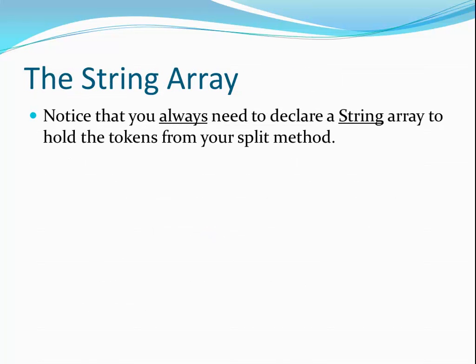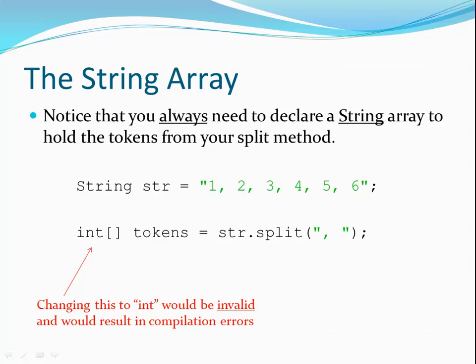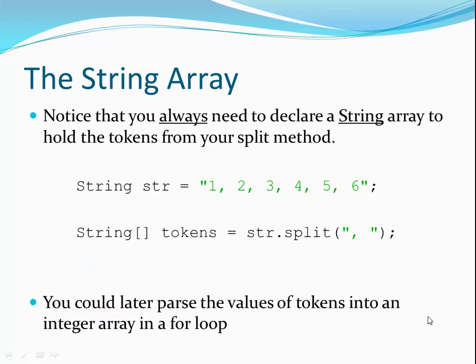Notice that you always need to declare a string array to hold the tokens from your split method. Although the elements of str could be considered integers once split, an array of strings is still needed to hold these items. Changing this to int would be invalid and would result in compilation errors. You could later parse the values of tokens into an integer array in a for loop.